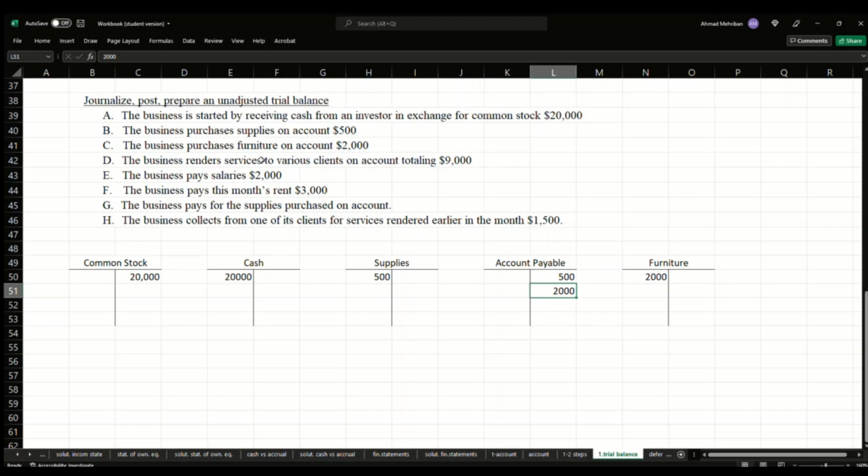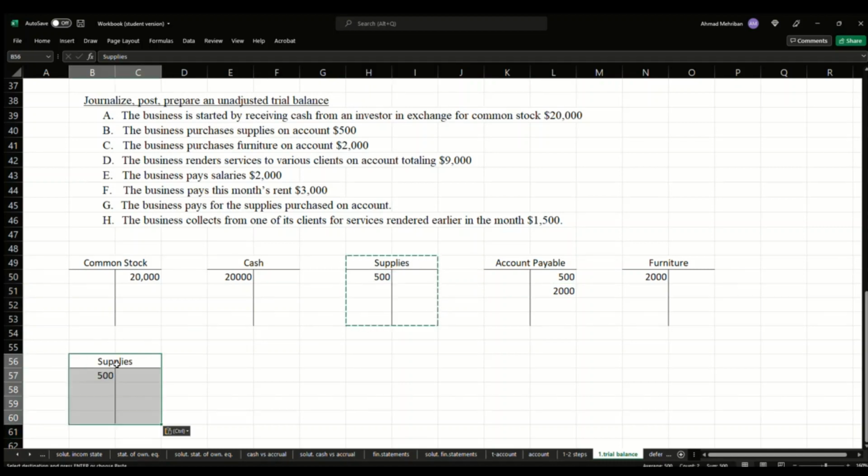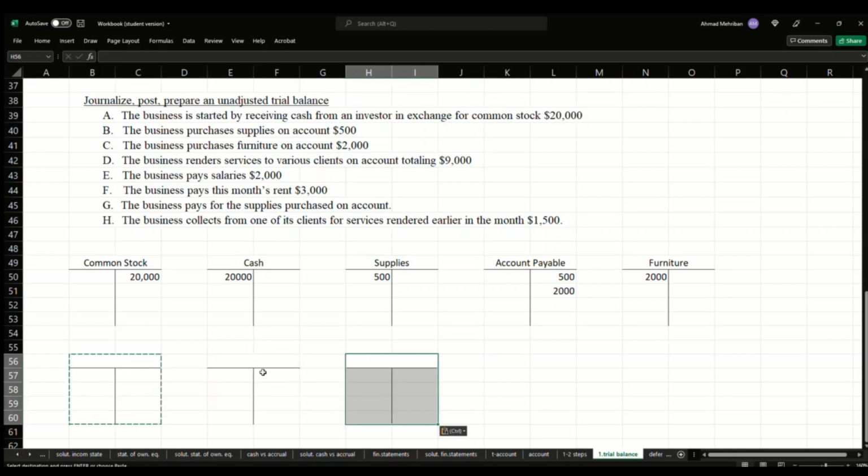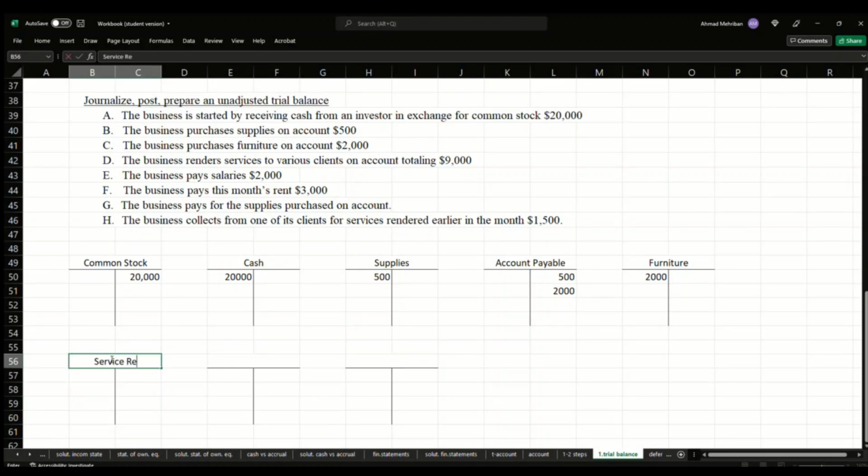Now the business renders service to various clients on account totaling 9,000. Rendering service means providing service, and I'll just take a copy of another T account, maybe a couple more, because we will need that. Rendering service means that they provided service, so the service revenue account is added. It's $9,000. $9,000 is added to our services account. That's it. All we have to do is recognize that we have provided that service in the service revenue.